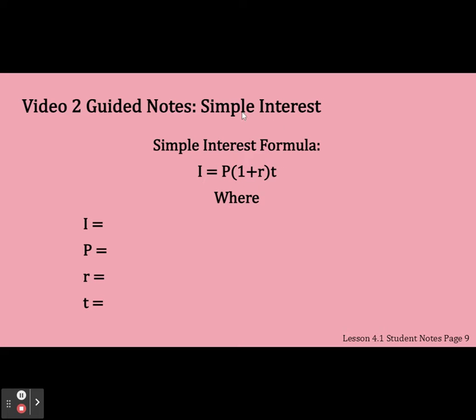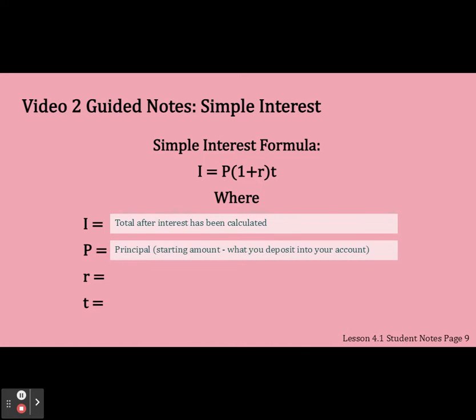So our simple interest formula is I equals P times (1 plus R times T). So I is just the total after interest has been calculated. So that's what you started with plus whatever you earn in interest. P is the principal, which is your starting amount. That's what you put into your bank account.